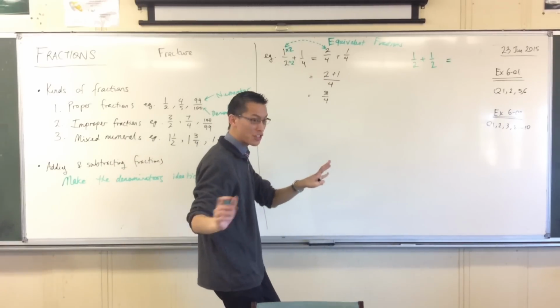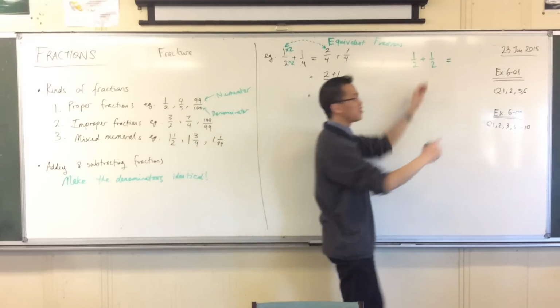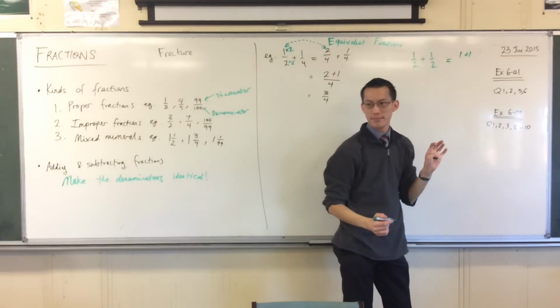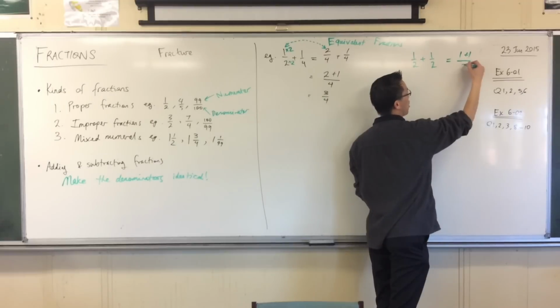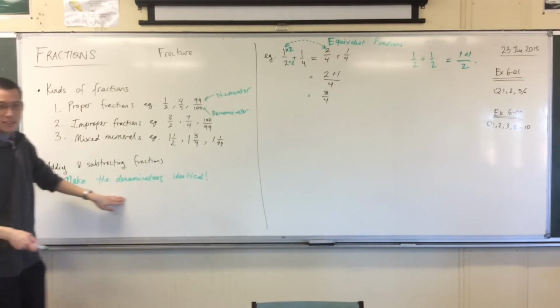Okay, we're not doing any multiplication just yet, except for changing equivalent fractions, right? I'm going to add the numerators. That'll be 1 plus 1. And the denominator stays the same, over 2. Does that make sense? Yeah. Okay, so make the denominators identical.